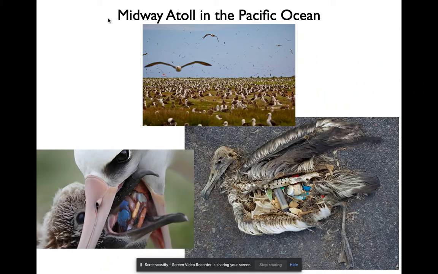Thousands and thousands of albatrosses die every year on this island because of this, and the problem is not going away. So that's really quite tragic. And the extent of plastics across the world continues to concentrate in the oceans.